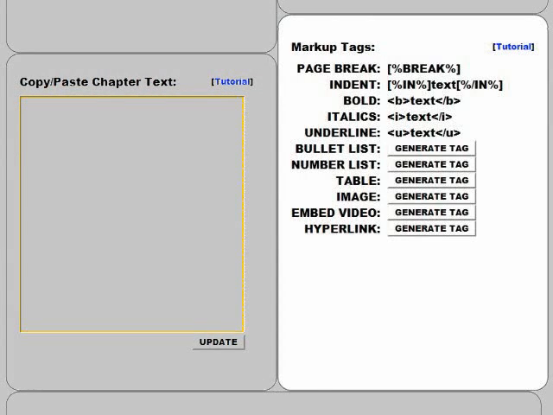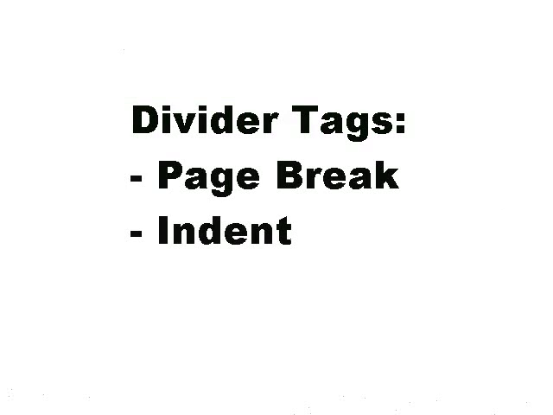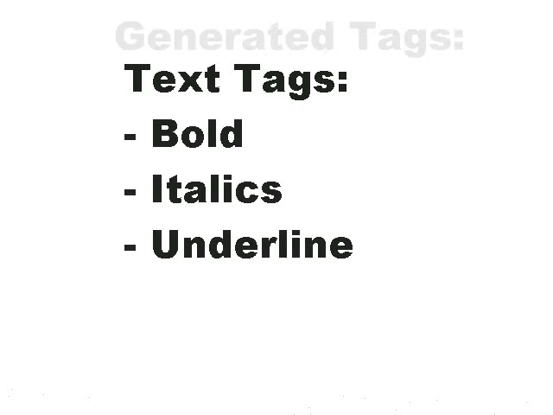The Markup Tags section allows you to add formatting features to your chapter. There are 3 basic types of tags in this section: divider tags, which include the page break and indentation tags. Text tags. These tags are used to format text within a paragraph. You can make text bold, italicized, and underlined.